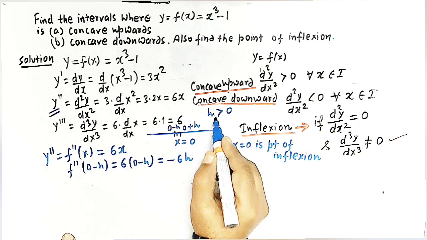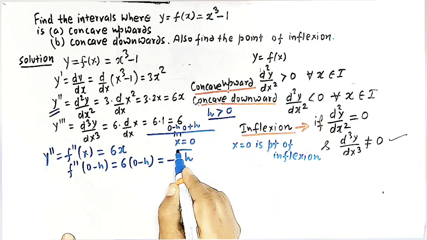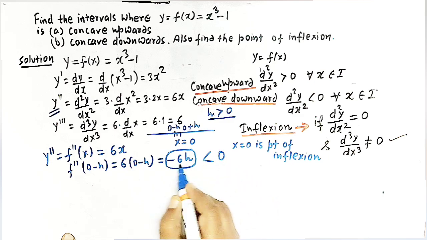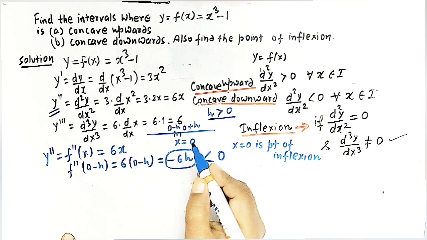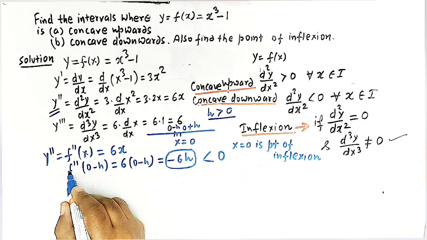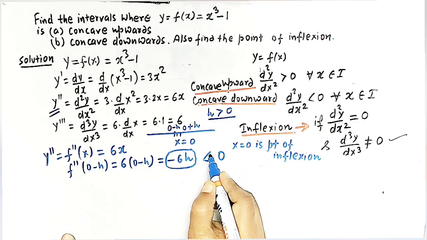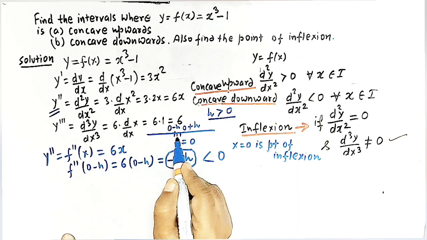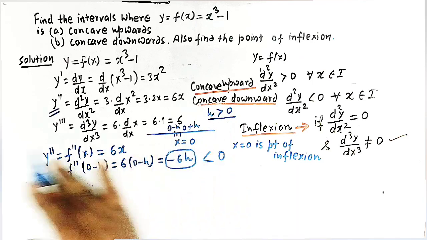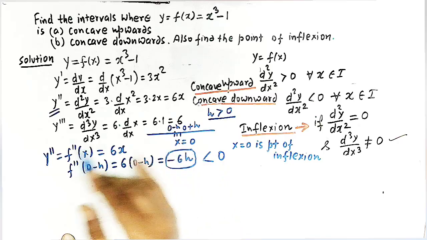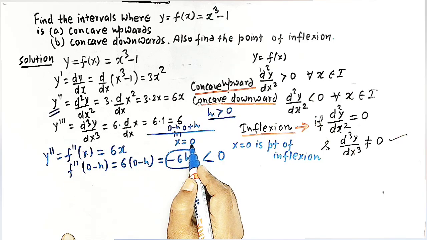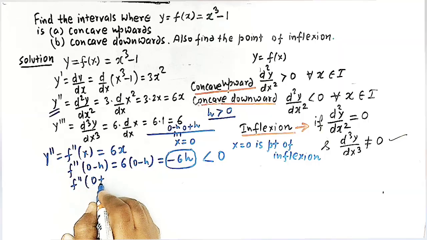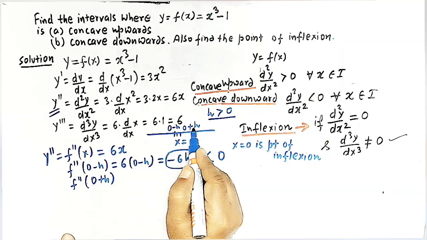So h is greater than 0. So this quantity is less than 0. That is, it is negative because h is positive, right? So the second derivative is negative. That is, it is less than 0 when we have the point towards the left of x is equal to 0. So let us now find f double prime of 0 plus h, that is this point 0 plus h.